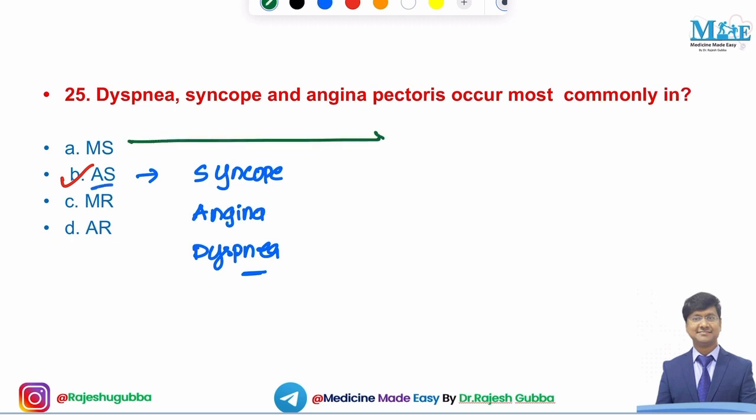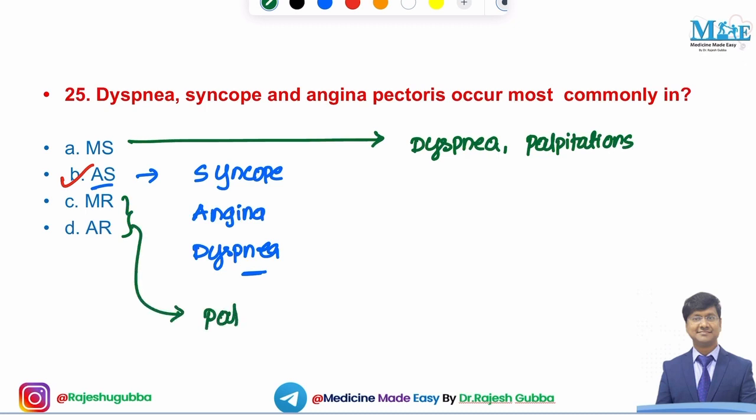Whereas in patients with mitral stenosis, they usually develop dyspnea because of pulmonary edema, and they can also have palpitations, and that is because of the atrial fibrillation. Whereas in MR and AR, these patients present with palpitations, right? And followed by the palpitations, the next important symptomatology will be dyspnea, and that is because of left ventricular failure. So the answer in this question is the AS, that is aortic stenosis. Next question.